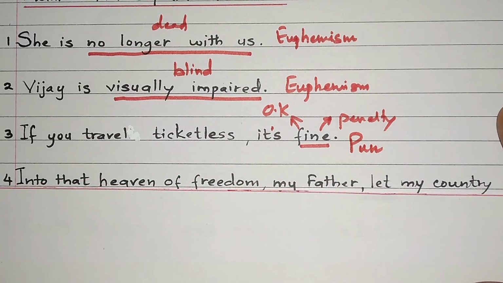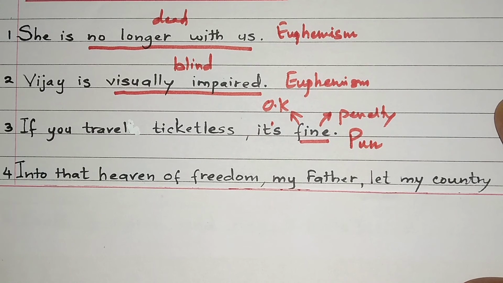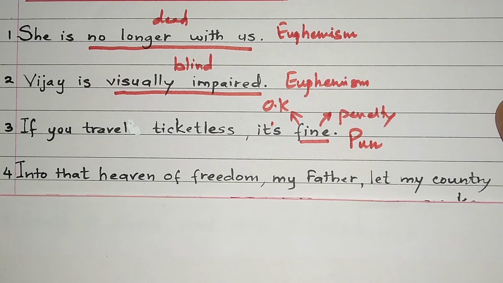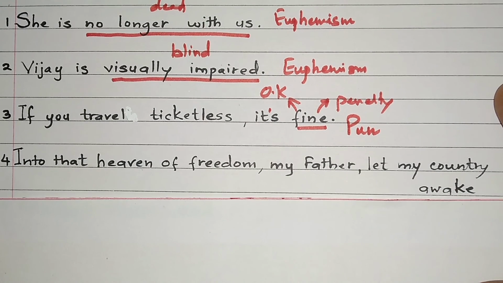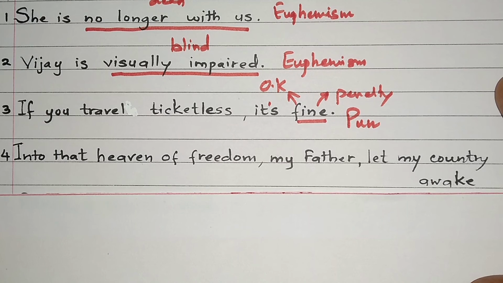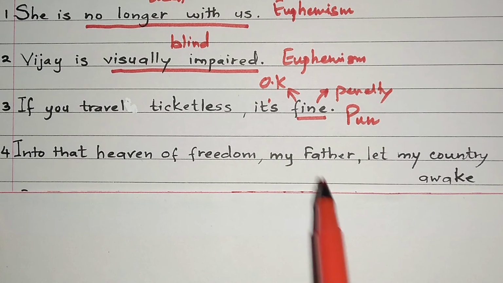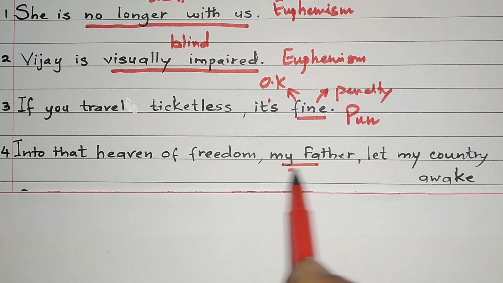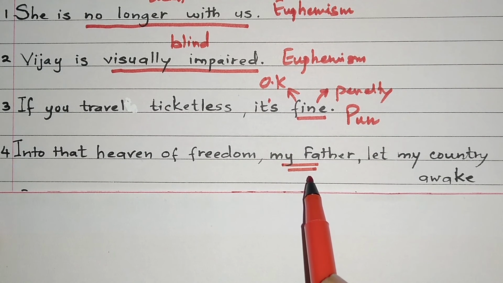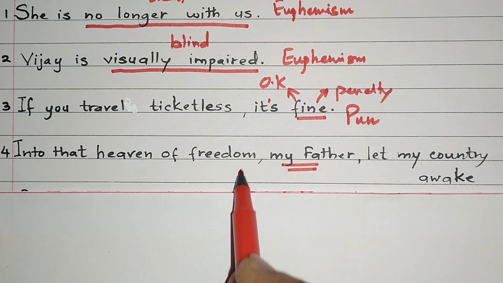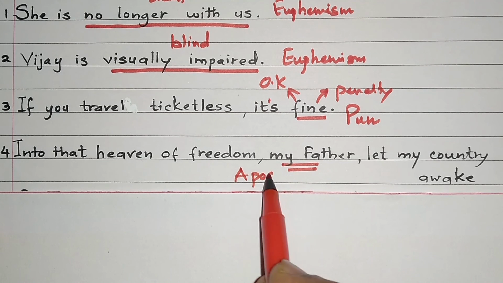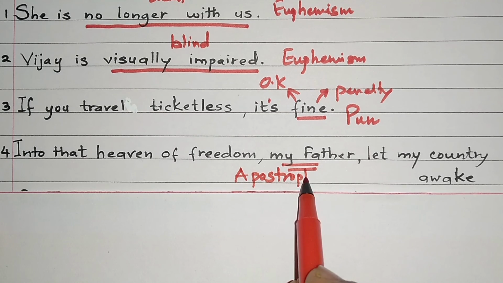Next, into that heaven of freedom, my father, let my country awake. Here, the poet is speaking to God, addressing God, my father. Look at these words, friends. So therefore, the figure of speech over here is apostrophe.